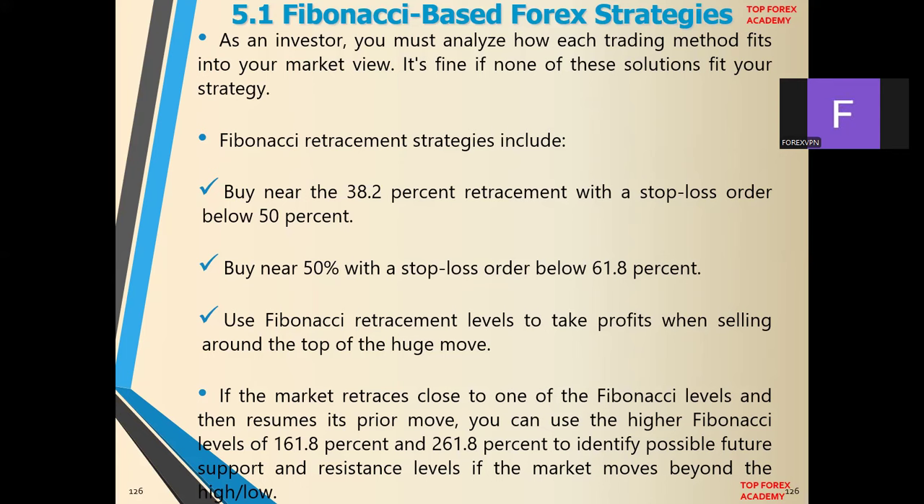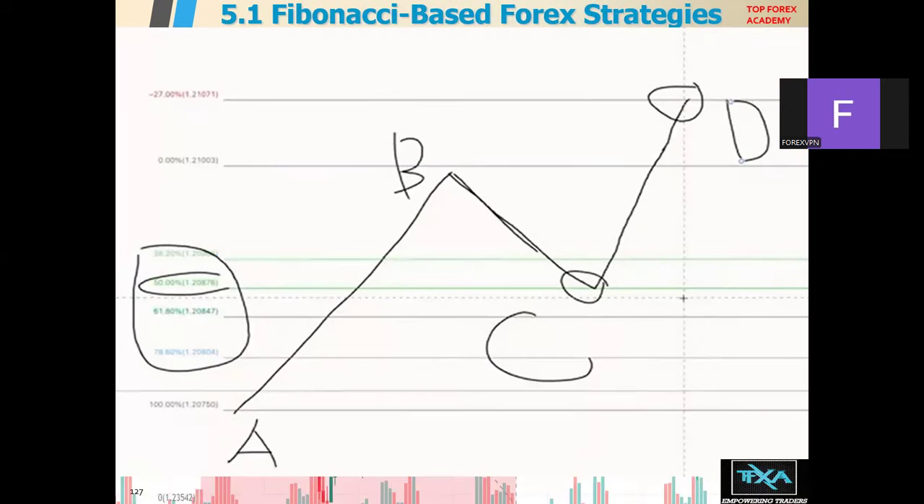If the market retraces close to one of the Fibonacci levels and then resumes its prior move, you can use high Fibonacci levels of 168.1% and 261.8% to identify possible future support and resistance levels in the market move if the market moves beyond the high and low. For instance, let's assume a bullish trend from A to B, which is a lower high, and then we have the continuation of the move from C to D.